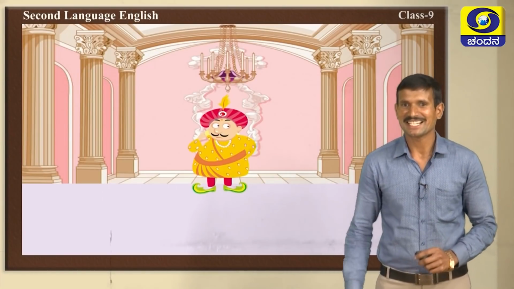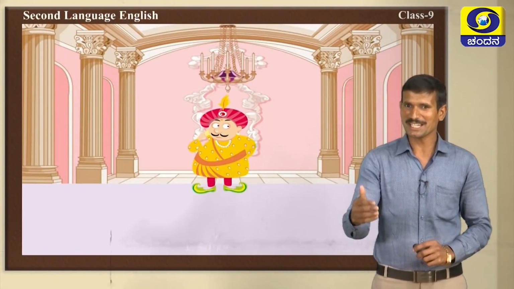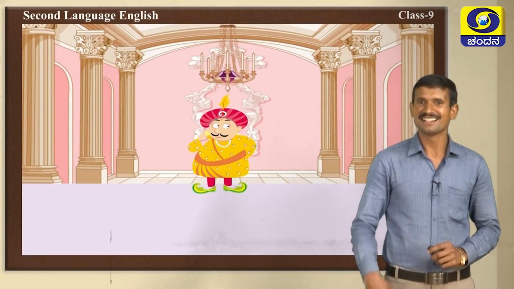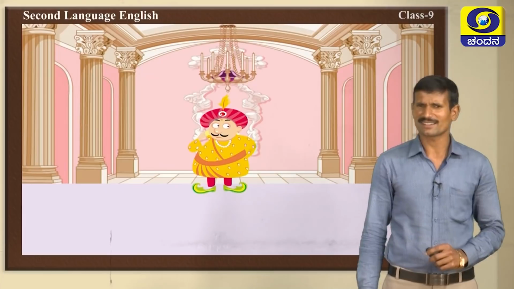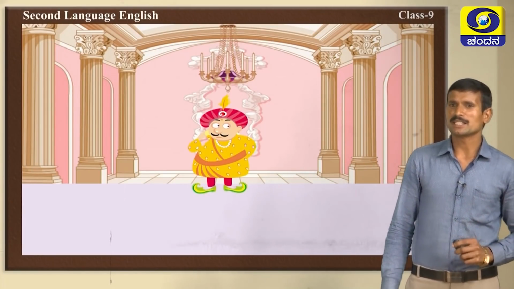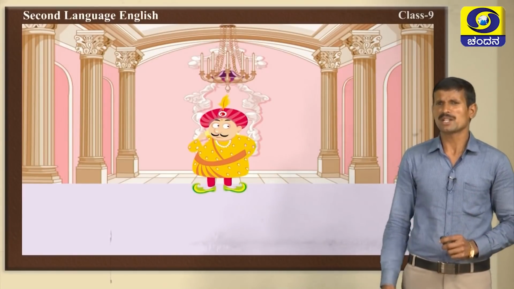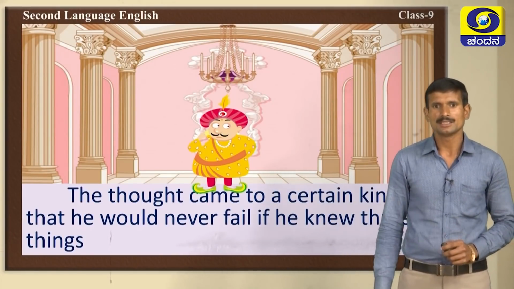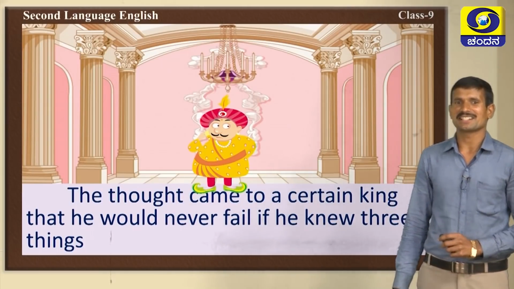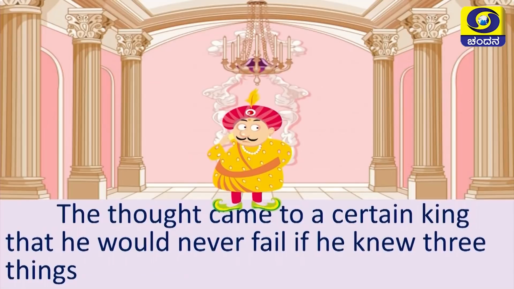The Three Questions. What is in the image? Yes, very good. There is a king. What is he doing? Thinking. Very good. There was a king. He wanted to know something. What is that? The thought came to a certain king that he would never fail if he knew three things. He wanted to know three things.